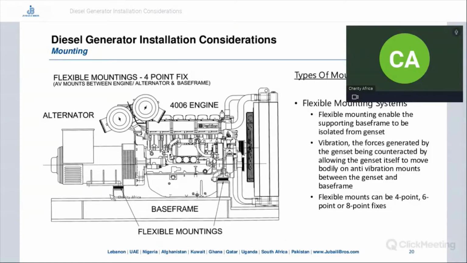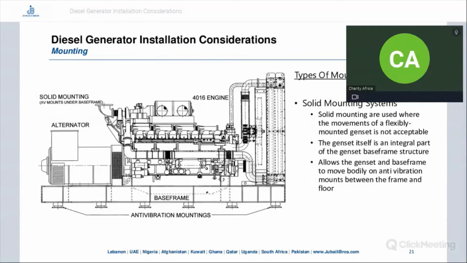And here in this example is a 4-point fixed flexible mounting. We have here 2 pairs. So one here and then one on the other side, and then one here and one on the other side. So that's the 4-point fix of flexible mountings. It can also be 6-point or 8-point fixes depending on the genset capacity.